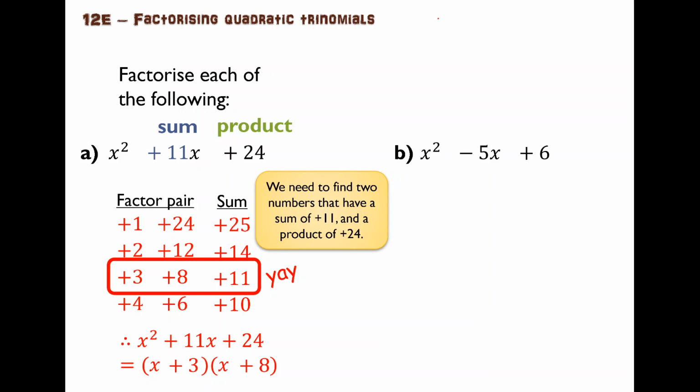Oh, no, I won't do that in the corner because my handwriting on a computer is terrible. Anyway, I'd have x squared plus 3 times x plus 3x plus 8x. That's 11x plus 3 times 8, which is 24. So if I expanded this, I would get that. So this and this are the same thing. They're just written a different way.